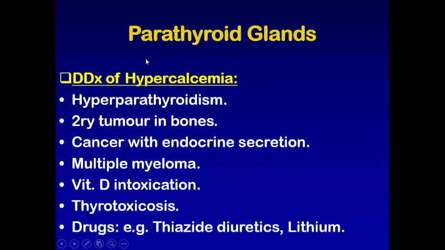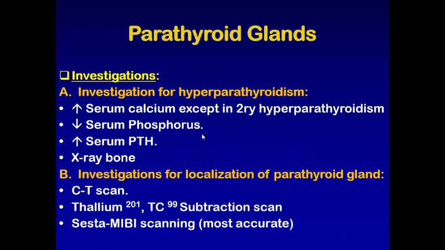What are the differential diagnoses of hypercalcemia? On the top of the list is hyperparathyroidism or secondary tumor in bone or cancer with endocrine secretion or multiple myeloma, vitamin D intoxication, thyrotoxicosis, some drugs like thiazide diuretics, lithium.